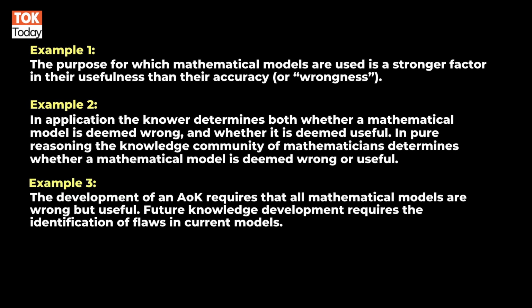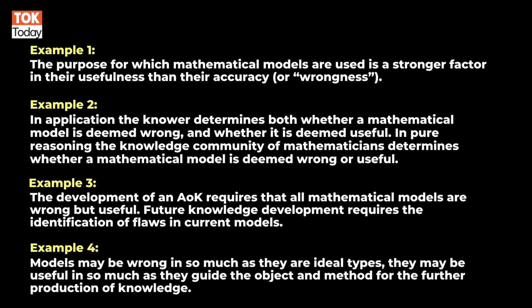Knowledge claim 3. The development of an AoK requires that all mathematical models are wrong but useful. Future knowledge development requires the identification of flaws in current models. Knowledge claim 4. Models may be wrong in so much as they are ideal types, and they may be useful in so much as they guide the object and method for the further production of knowledge.